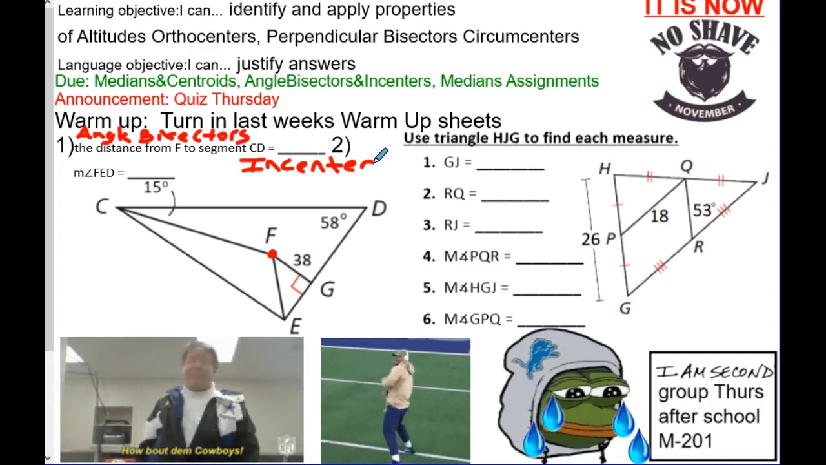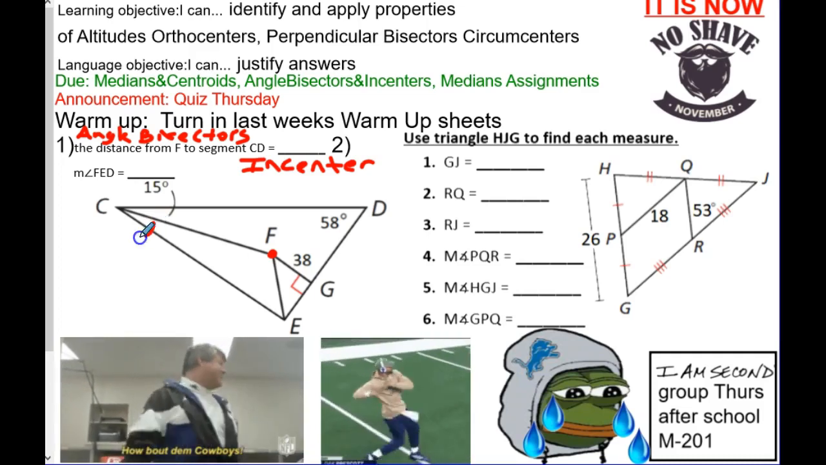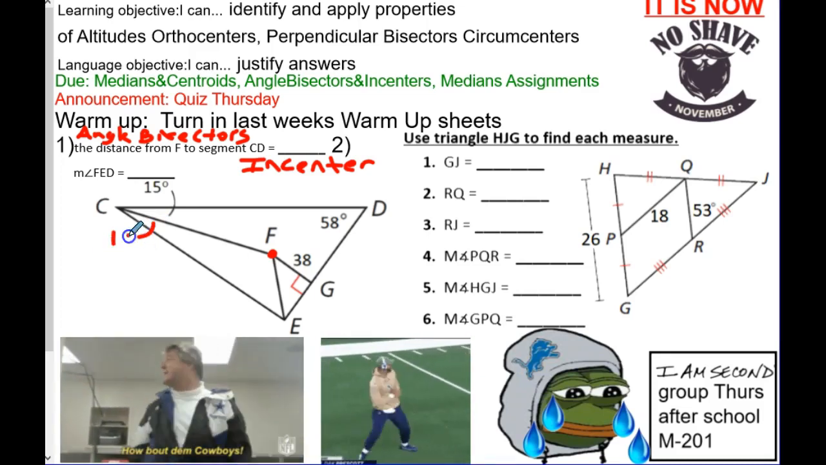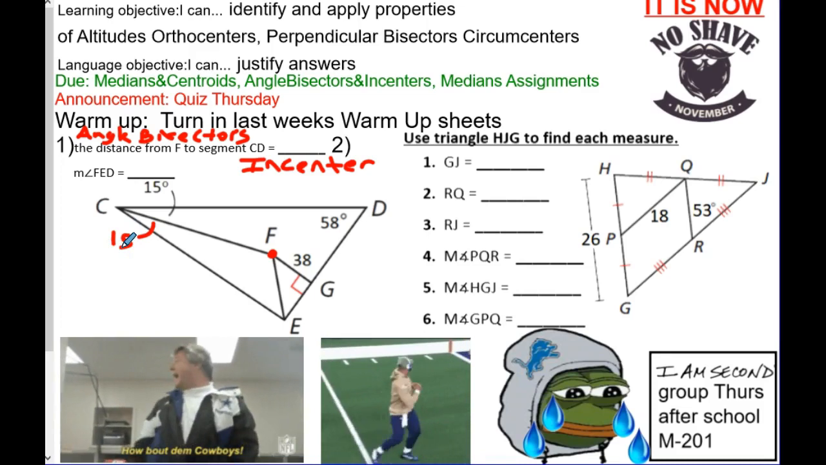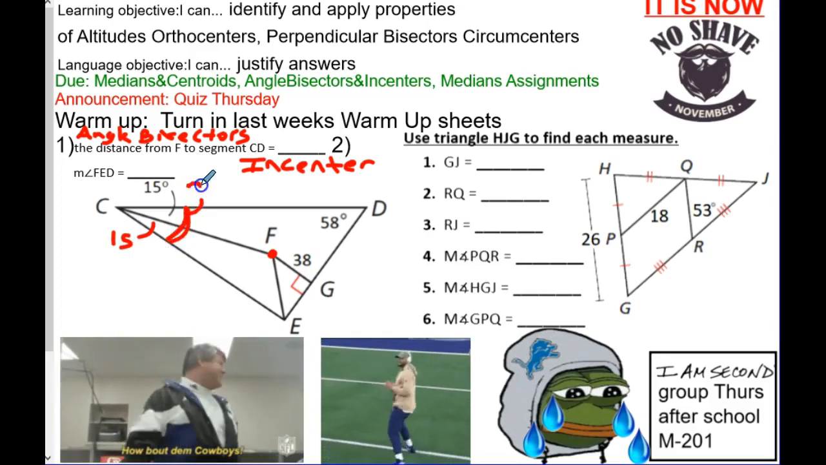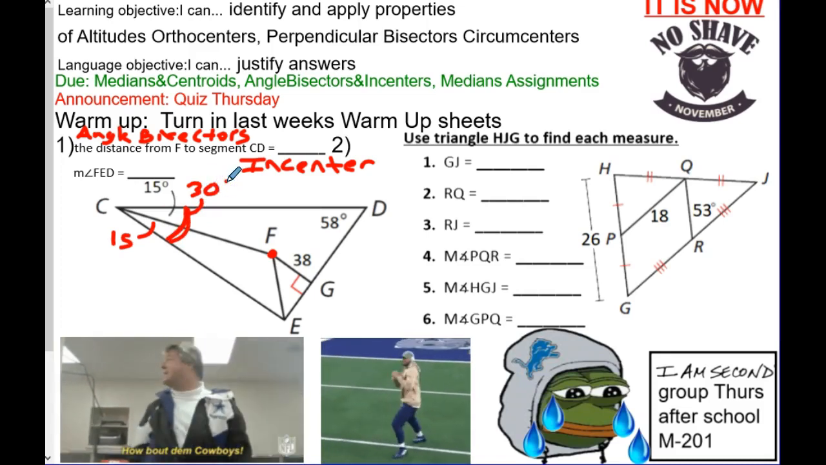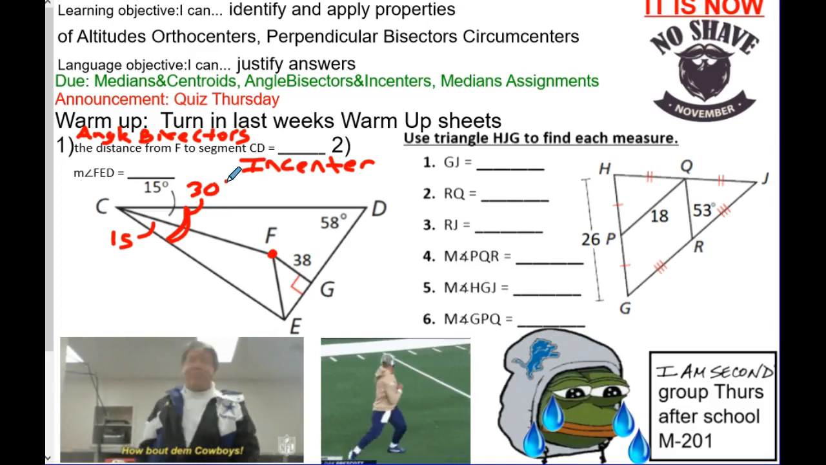Now, real quick. Angle bisector means it cuts it in half. So if this is 15, what's this right here? 15. Good. Does that make sense? If you know one half, you know the other half. And then you can find the whole thing. What's this whole angle right here? 30. Good, 30.